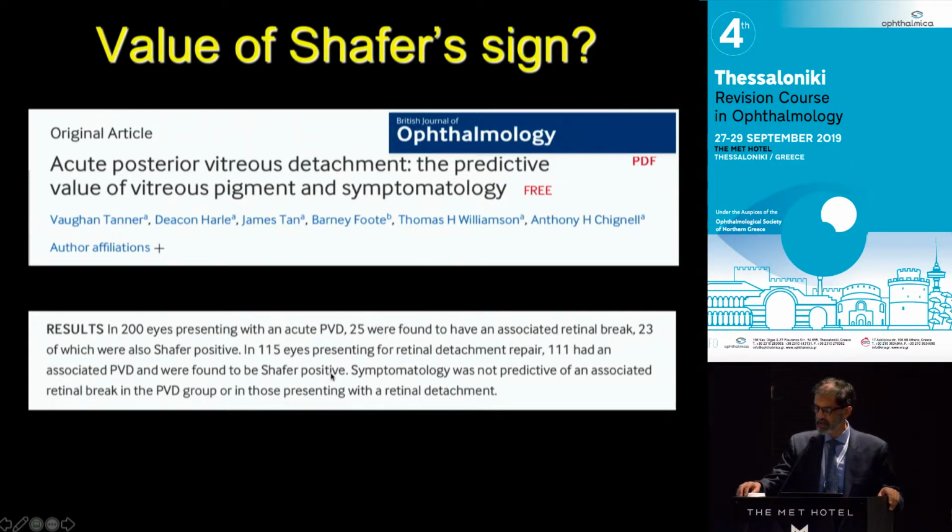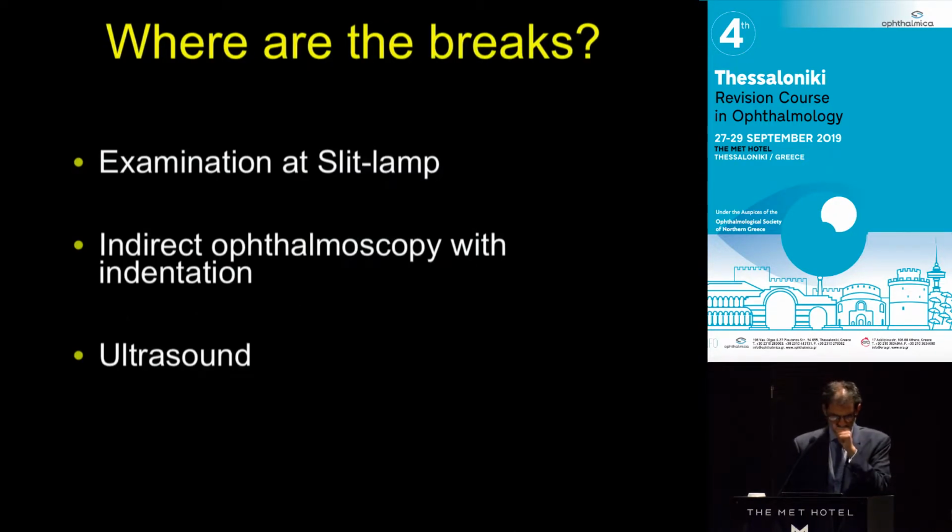So if you do see the pigment, look again if you still haven't found the tear. Now, it's not impossible, of course, to get pigment and no tear, but it's something that should alert you to look very closely.